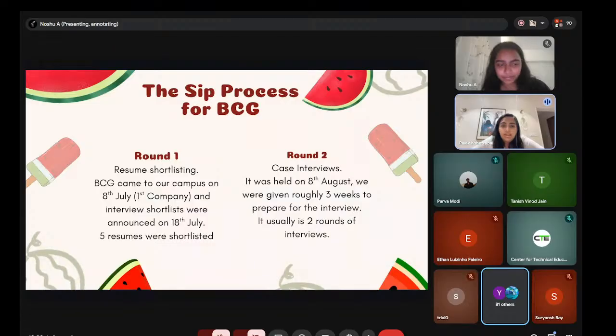So from Goa campus, only 5 resumes were shortlisted. Which means this is most likely the most selective round between the 2 rounds. And I believe from Pilani campus also 11 resumes were shortlisted. And then we had round two.